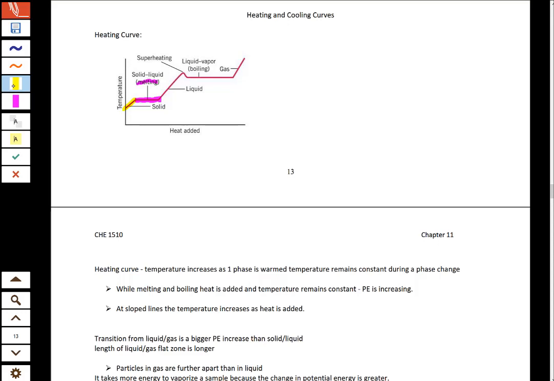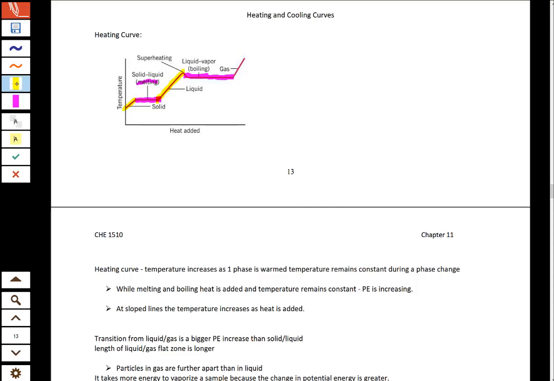Then once all of the solid has turned into a liquid at its melting point, then the energy that we're putting in, that heat that's being added, goes into turning that liquid at its melting temperature to liquid at the boiling temperature. Then what happens is your energy goes into turning the liquid at the boiling temperature to a gas at the boiling temperature.